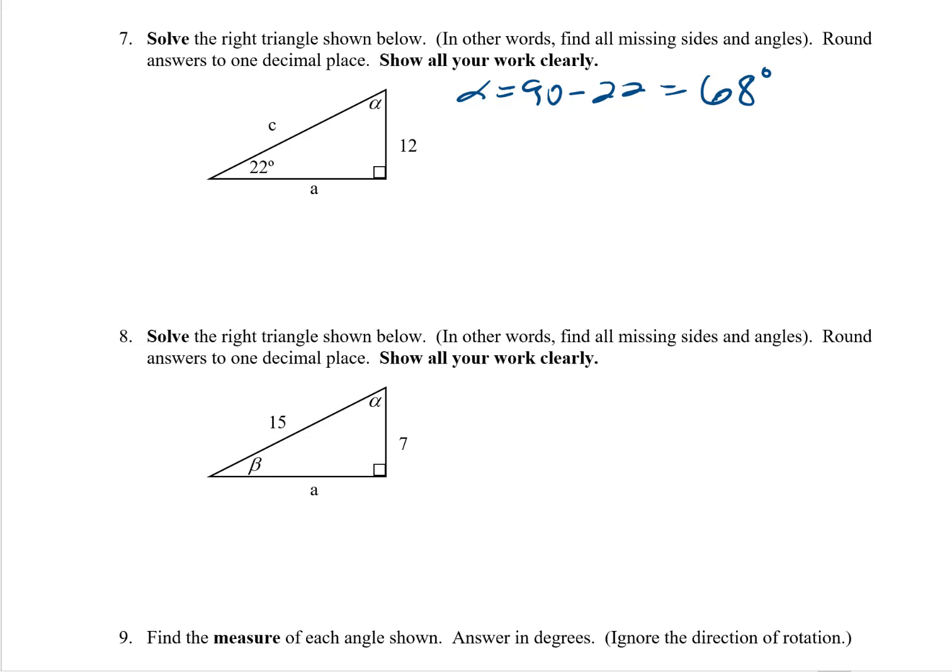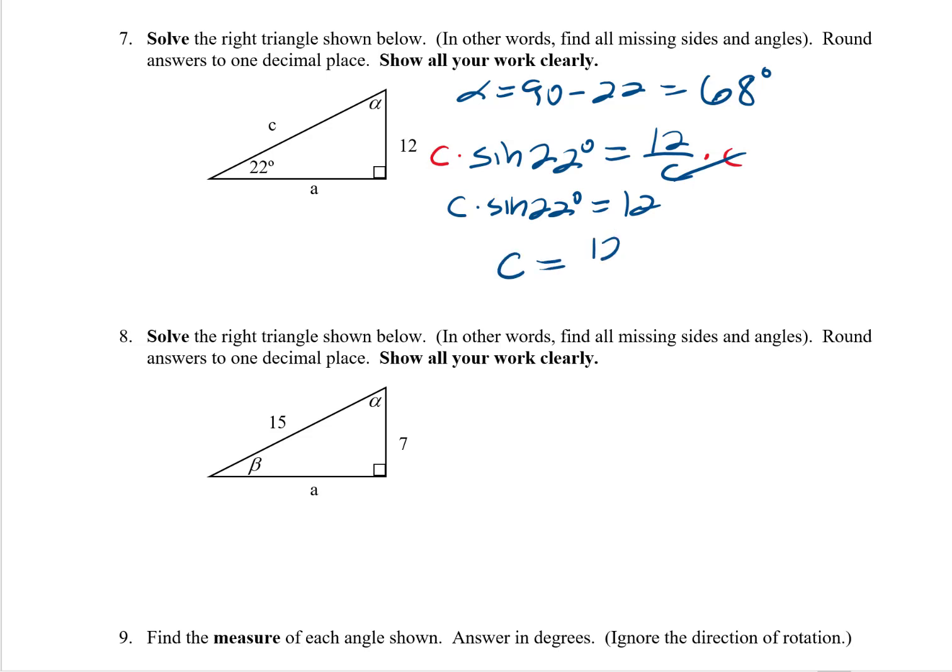And then what about side A and side C? I think I'll have to set up a trig statement. For example, I could say sine of 22 degrees is equal to 12 over C. And then I can solve this for C and have my solution. Multiply both sides by C, and then I'm going to have to divide both sides by the sine 22 degrees, and that's going to give me C is 12 over sine 22.